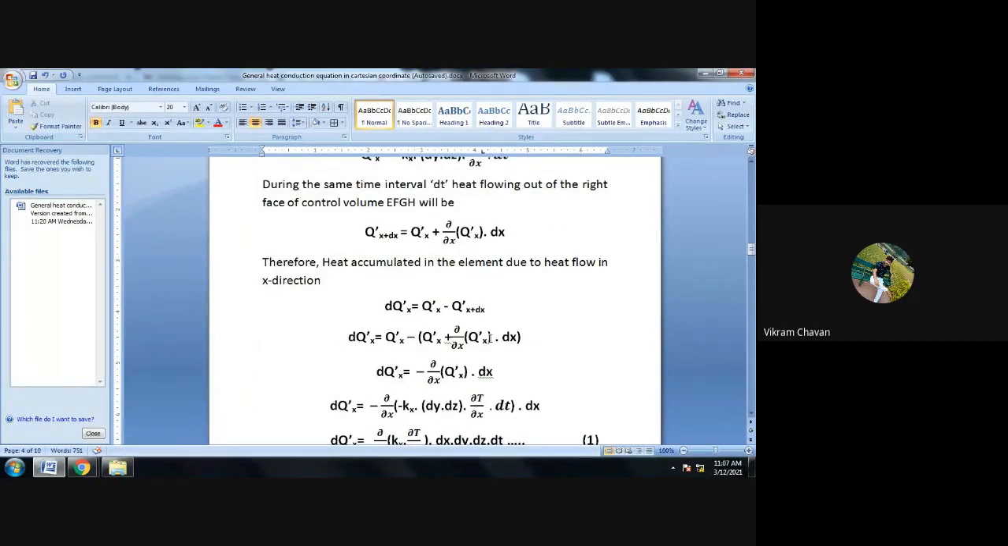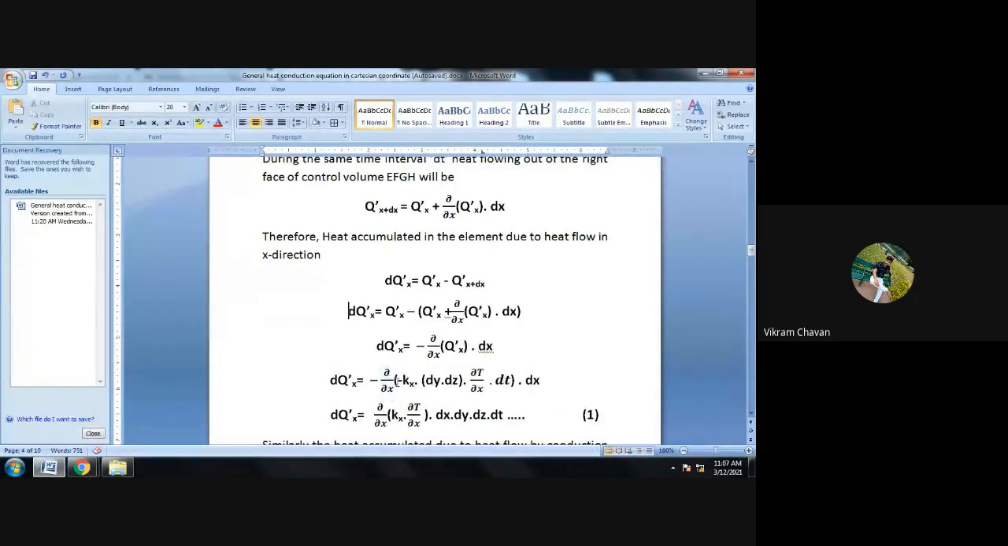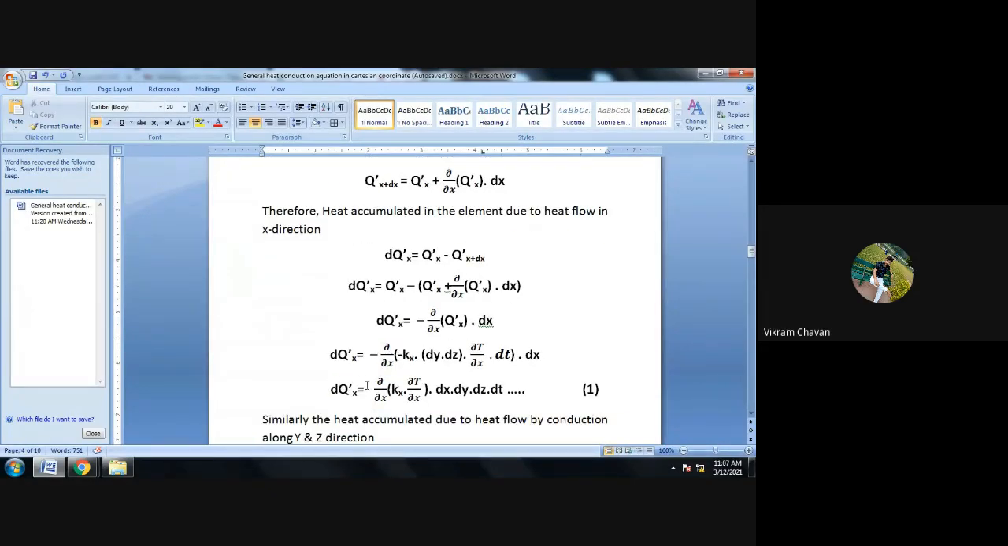Okay, so we have done the subtraction. So q dash x will be cancelled, and dq dash x will be equal to minus ∂/∂x of q dash x multiplied by dx. In the next step we put in the equation of q dash x, and we will get this equation. Further, this minus sign will be cancelled, or converted into a plus sign. So we'll get the equation of dq dash x is equal to ∂/∂x, the differential with respect to x, of k suffix x multiplied by ∂T divided by ∂x, multiplied by dx dy dz multiplied by dt. Okay, we'll get this equation.